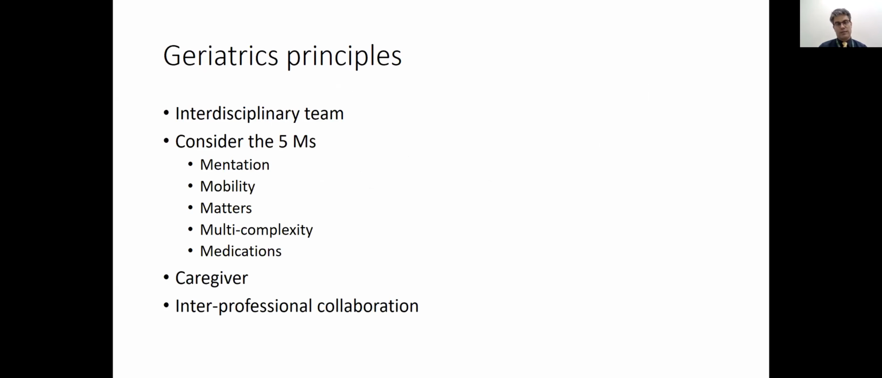I find that a little bit difficult in my practice, as the interdisciplinary teams, we're probably not as functional as I would like them to be, but we're working on trying to get better about those types of things and being a little bit more interdisciplinary. And so trying to work on that, I think, is going to be very helpful. Also, consideration of the 5 M's.